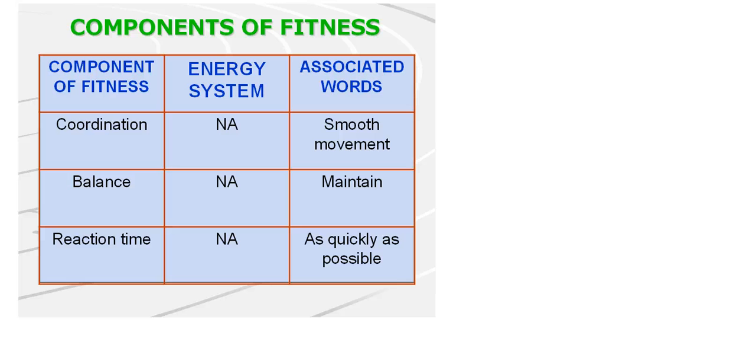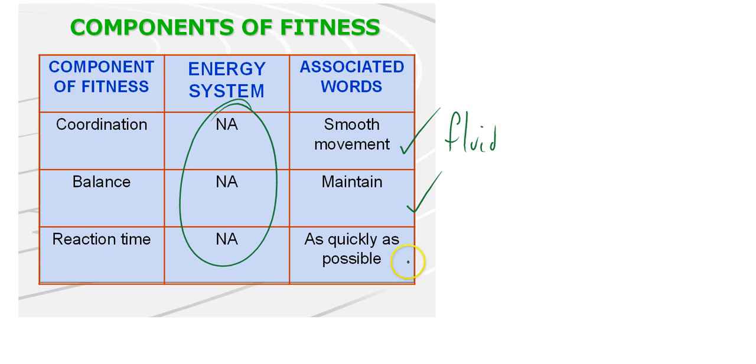Coordination, balance, and reaction time all don't have a particular energy system. Coordination, smooth movement or fluid movement. Balance, we want to be able to maintain balance, so not falling over. And reaction time, we want to be able to react as quickly as possible.